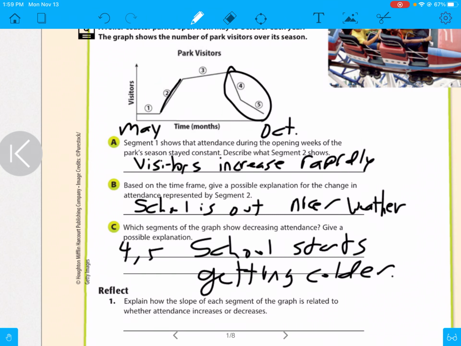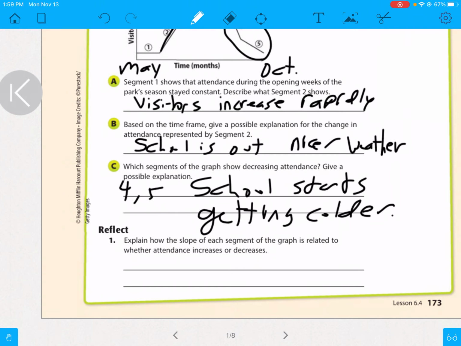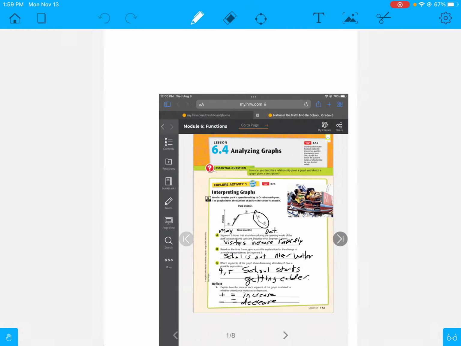Okay, so for the reflect part, explain how the slope of each segment of the graph is related to whether attendance increases or decreases. So if you have a positive slope, it's going to be increase. The negative slope is decrease. So you can pause this video at any time if you need to take notes or anything with that.